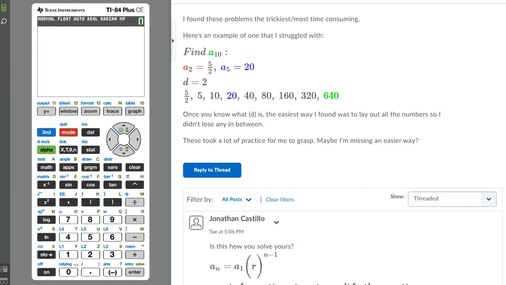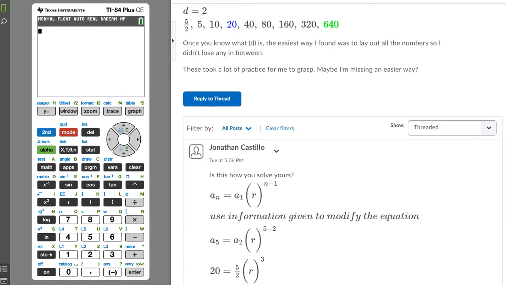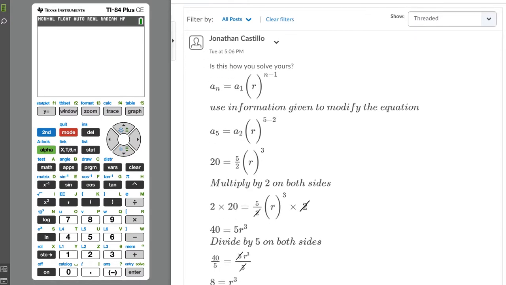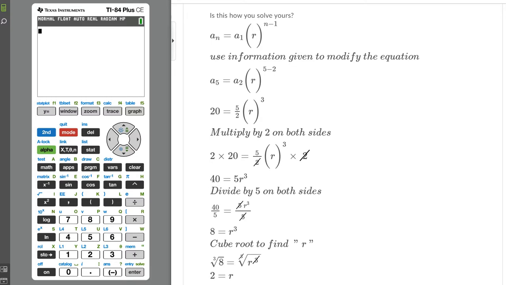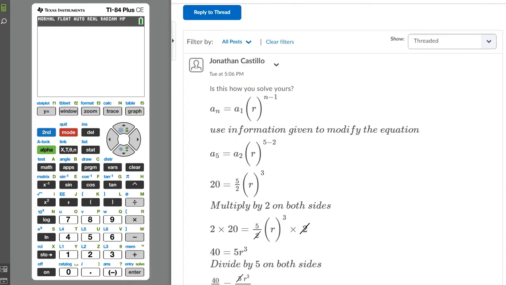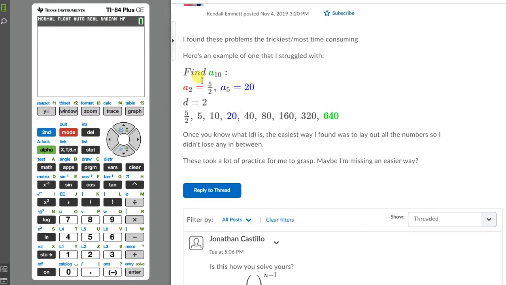Okay, so here's just another way to analyze this problem. As Kendall pointed out and Jonathan pointed out, we need to solve for the ratio R. We know that the starting value, 5/2, represents A2, as they told us. They said A2 was 5/2. A5 would be 3 time units or 3 iterations past A2, and so we know we have to apply the ratio 3 times.